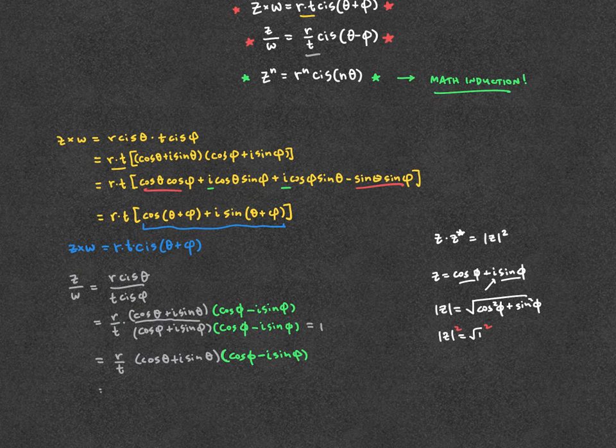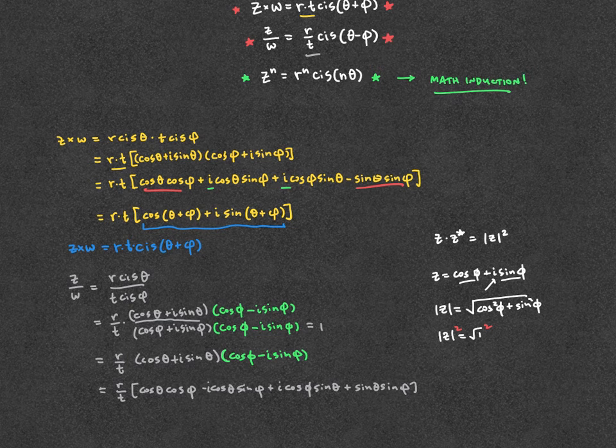All right, so let's clean that up. That'll be r over t. Okay, when I expand, I get cosine theta, cosine phi. Outside, I'll get negative cosine of theta. Oops, I'll put an I on there. Cosine of theta, sine of phi. Inside, I get a positive I cosine of phi, sine of theta. And last, I get a negative I squared, which is positive 1 sine of theta, sine of phi.